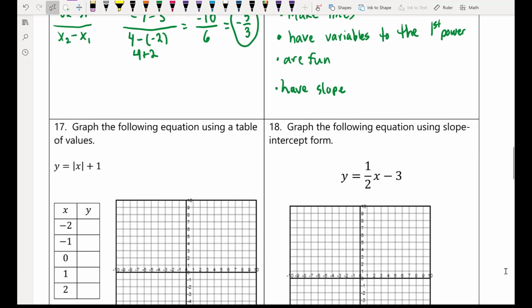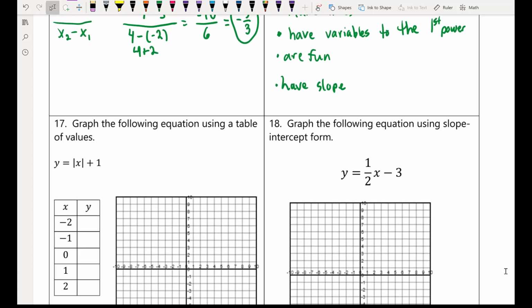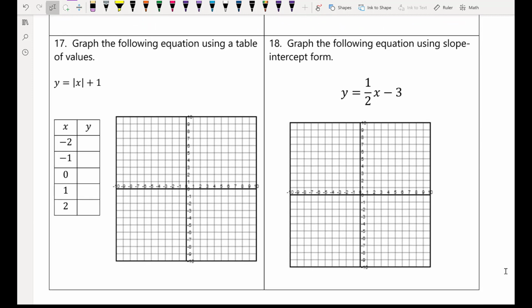17. We have a table of values that we're going to use. This is not actually going to give us a line. It's not a linear equation. But it's my hope that it's pretty straightforward for you. What we want to do is plug in each of these numbers that I've given you, -2, -1, 0, 1, and 2, in for x in the absolute value one at a time. So we do -2 in the absolute value plus 1. We take the absolute value first, which switches this to 2, and we add 1 and get 3. So that's that answer. And then we just keep going and do it for the rest of these.